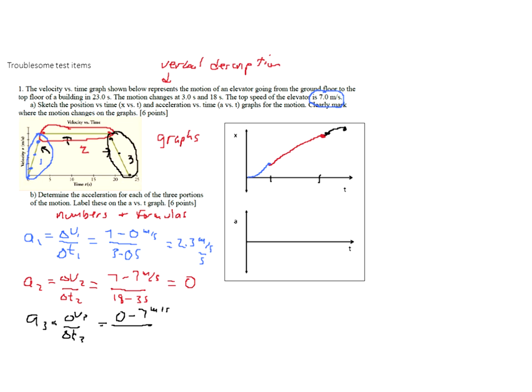18 seconds is where the motion started to go downward, or the velocity started to decrease, I'm sorry. So that's 23 minus 18 seconds, or negative 1.4 meters per second per second. So that's going to be down here, and we could label that how we want.